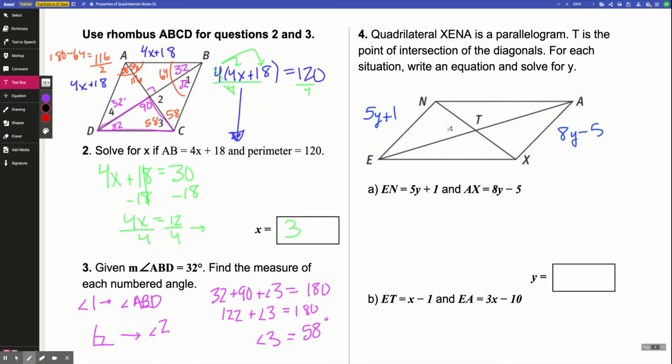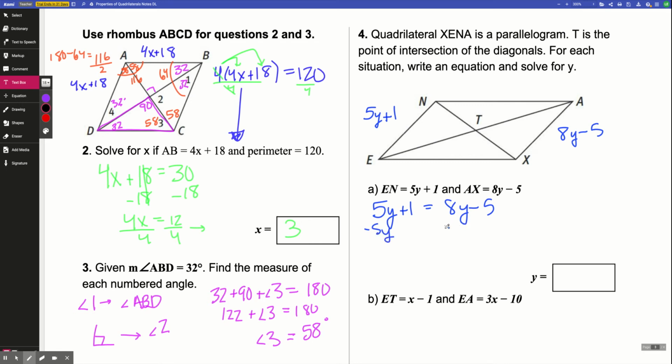Now remember, one of the rules, or the general rule for parallelograms, the thing that you want to remember is you have a lot of opposite things, right? Sides, angles that are equal or congruent. So what I'm going to do is I'm going to set these equal to each other. 5y plus 1 equals 8y minus 5. Okay, then I'm going to solve this for y.